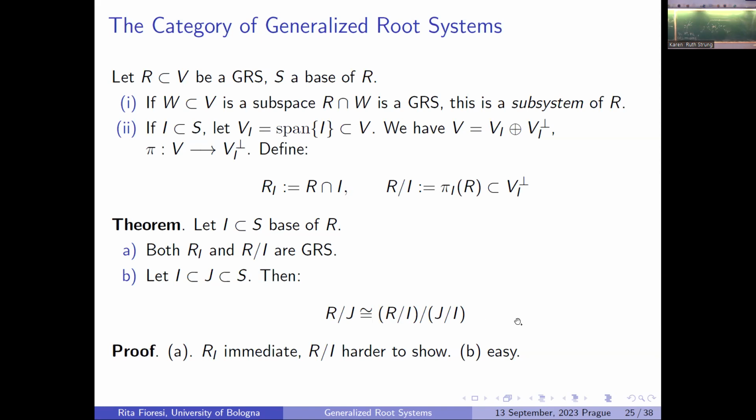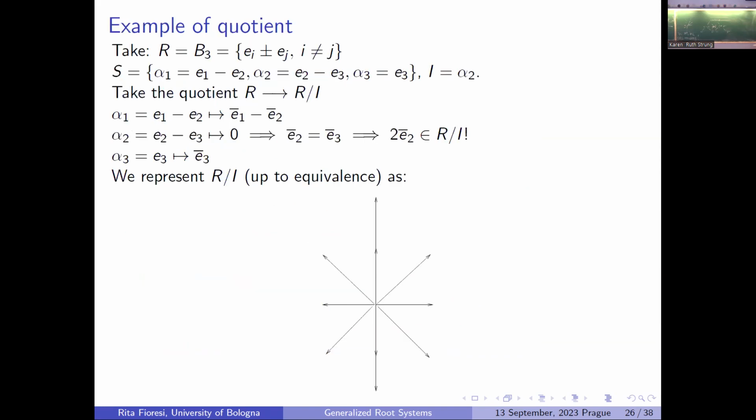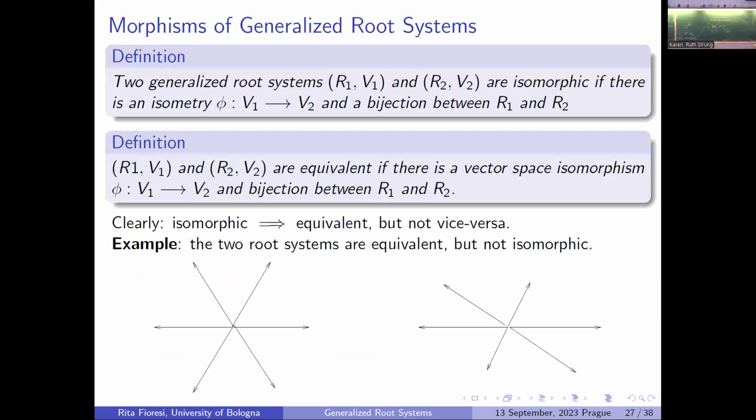I on purpose did not speak about groupoids, functors, and categories, because I didn't want to give extra burden to this. It's not needed to have an understanding, but it's very important. If you have a generalized root system, the quotient is a generalized root system. Okay, so this is a very, very important thing. Okay, perhaps I skip the quotient example because I don't have the time.